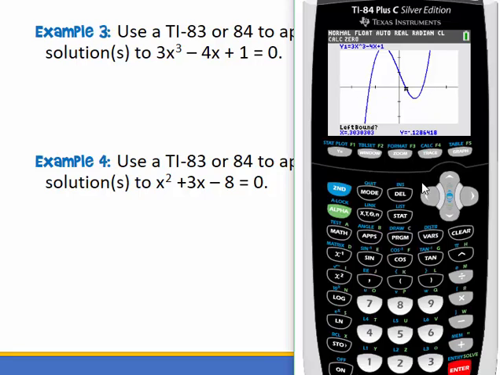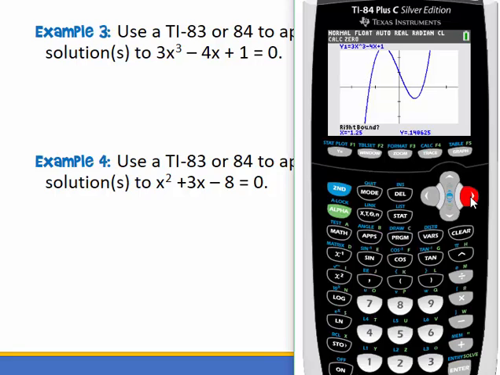So for my left bound, if I wanted that one, I could move across the graph until I eventually get to the left. It's going to take a while here. Keep going to the left until you go past the x-intercept, and then I could hit enter to set the left bound.